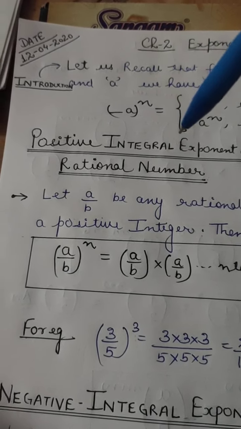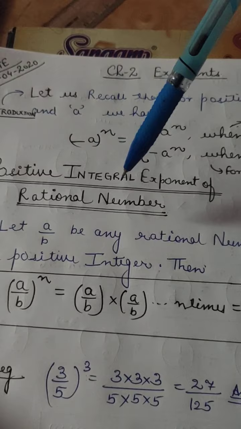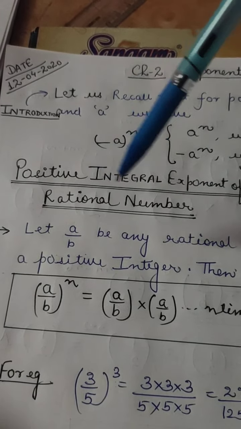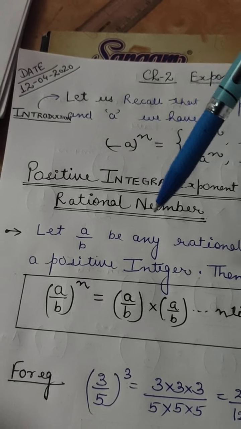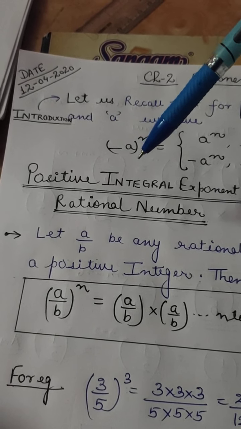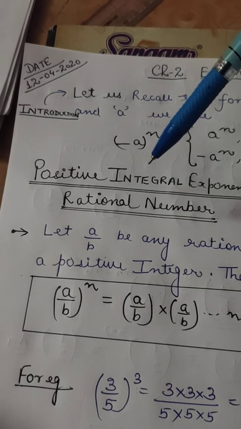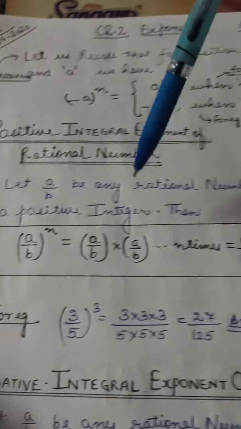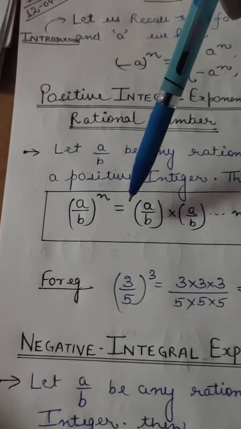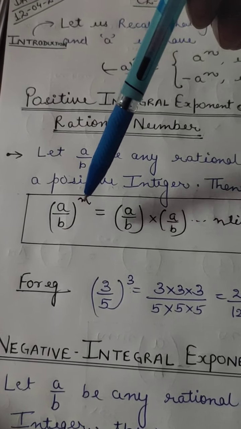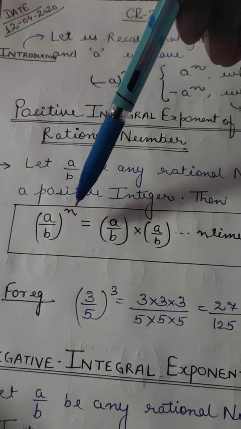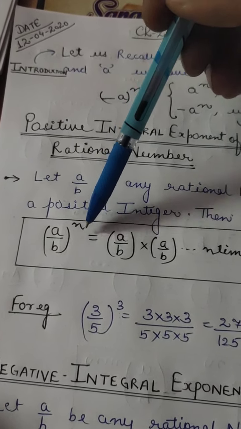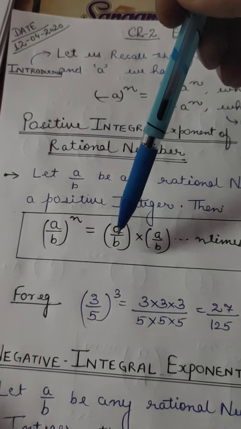So next let's start with positive integral exponent of a rational number. What this term signifies: a rational number raised to the power of a positive integral exponent. For example, let a by b be any rational number and n be a positive integer. Here see, a by b is raised to the power n, where n is a positive integer. Positive integer means 1, 2, 3, 4, 5 and so on.